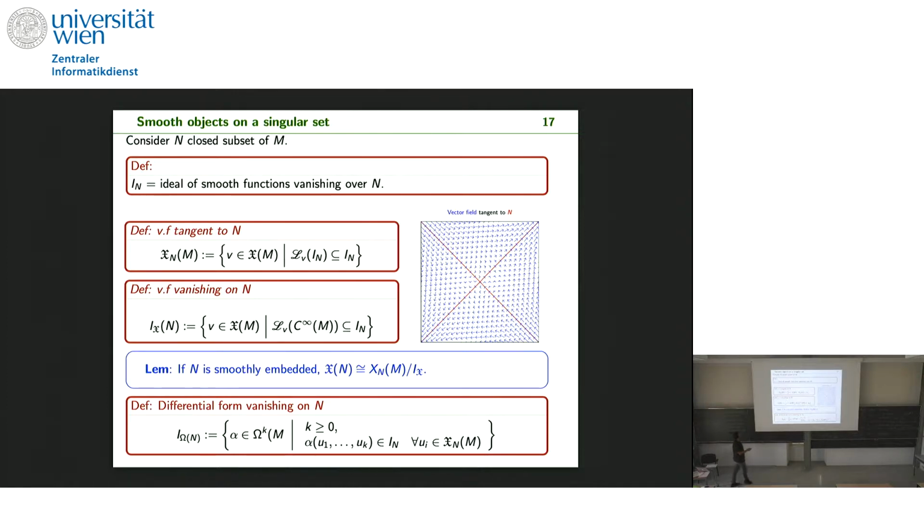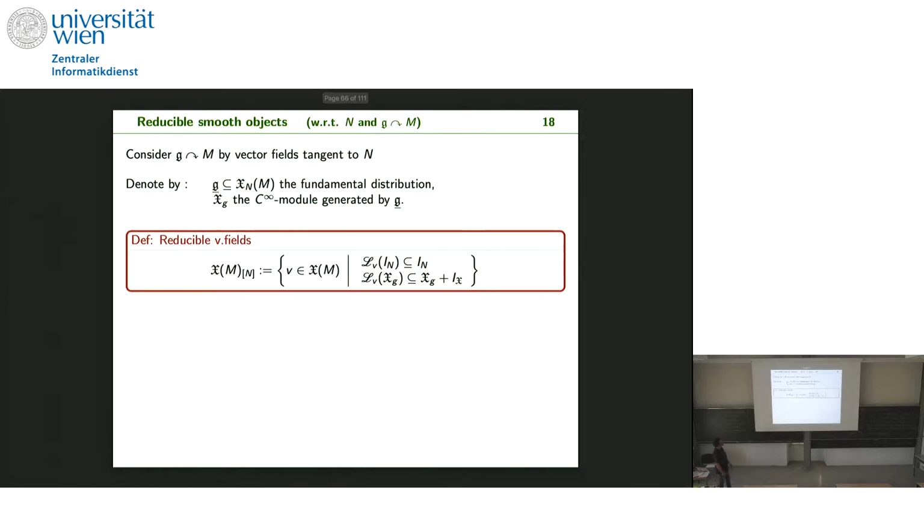These are smooth differential forms over M, such that when you plug in vector fields that are tangent to N, you get something that vanishes over N. So this is an algebraic framework to make sense of being tangent to something that is not a manifold but is only closed. And okay, out of this data, you can start to talk about reducible objects, right?